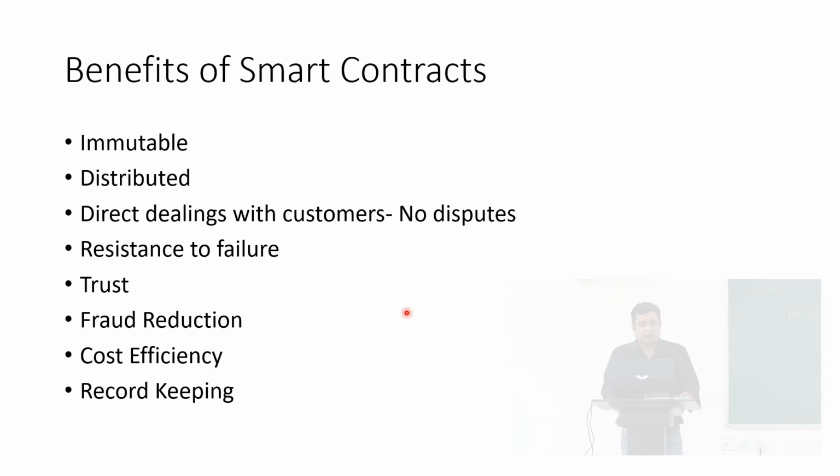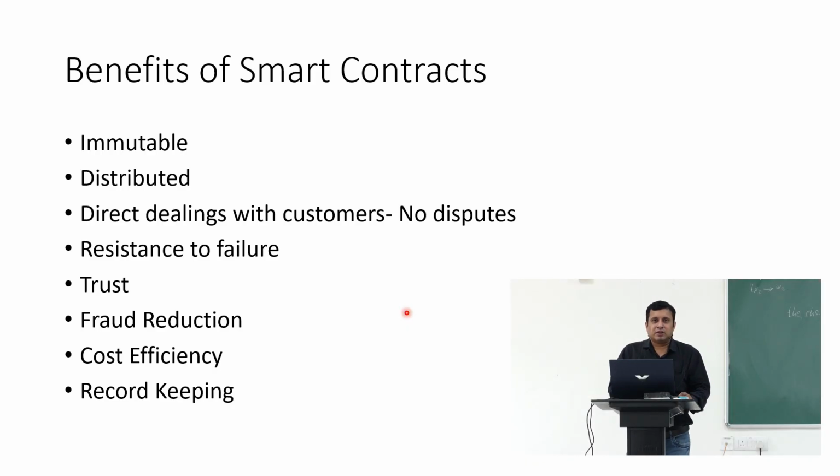So these are the benefits of smart contracts. Once the contract is deployed on the blockchain, it is in the form of a blockchain transaction. So the contract, meaning the code, will be immutable. Nobody can modify that code.